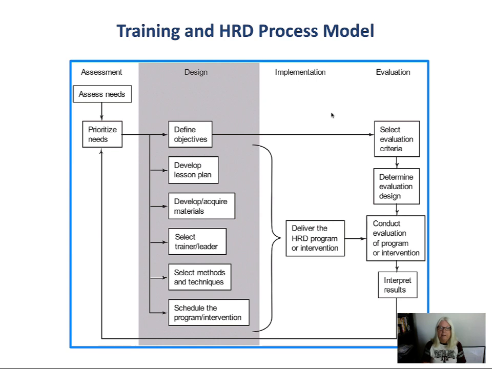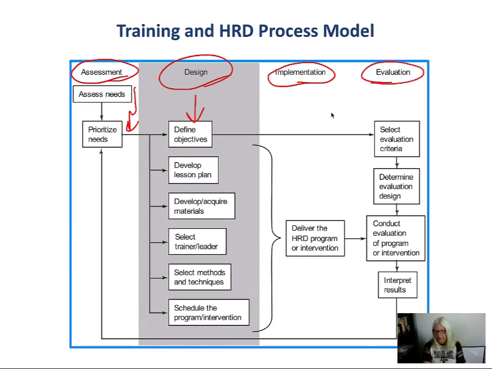This is the model we started looking at last week, the 4-phase model. Last week we talked about assessment. So we talked about assessing needs and prioritizing needs. This week we'll be talking about the design phase, where we define objectives and develop lesson plans and materials, talk about who's going to train, and schedule. Next week we'll talk about how we actually implement and deliver this program. And the week after we'll talk about how to evaluate whether it's been successful and effective.